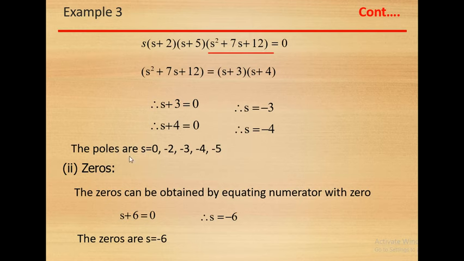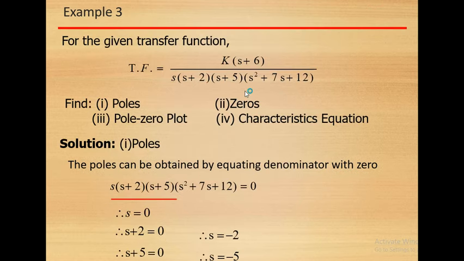The poles are s equal to 0, s equal to -2, s equal to -3, s equal to -4, or s equal to -5. Okay, so these things we have seen here. It means you can put any value here that makes the denominator 0 and sends this transfer function to infinity. That is the definition of a pole.